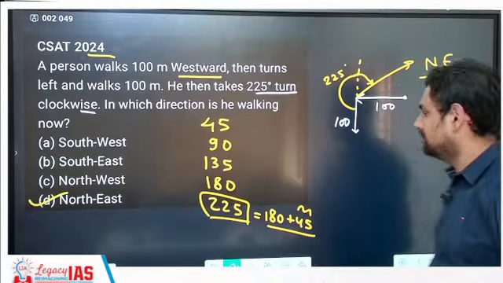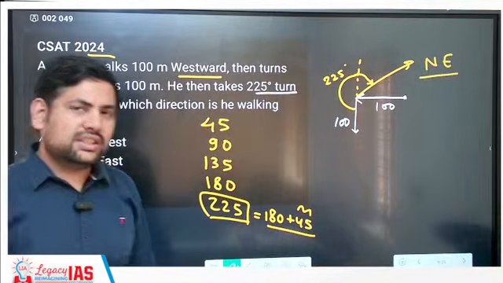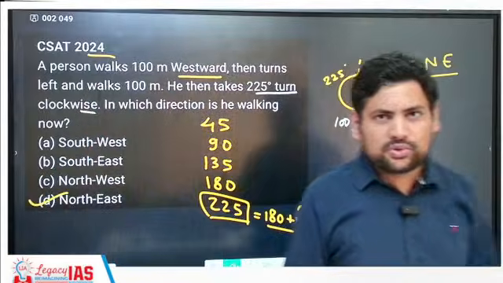Okay, then this is it. This is how you find directions. It is very easy. Now we'll see distance based questions, which are much more common.